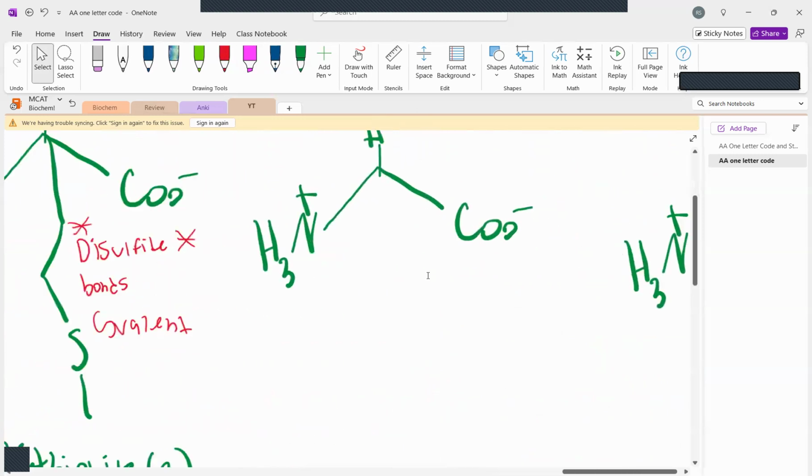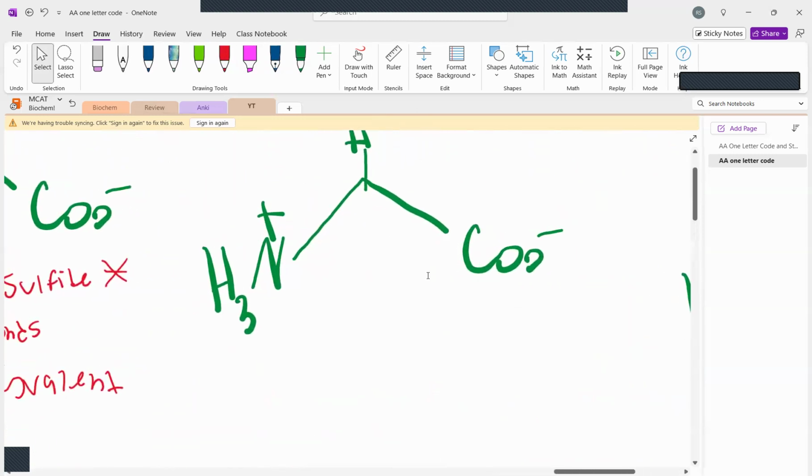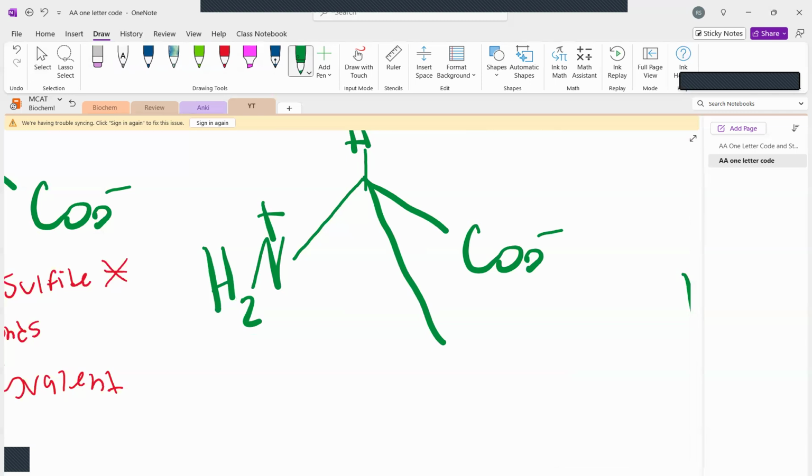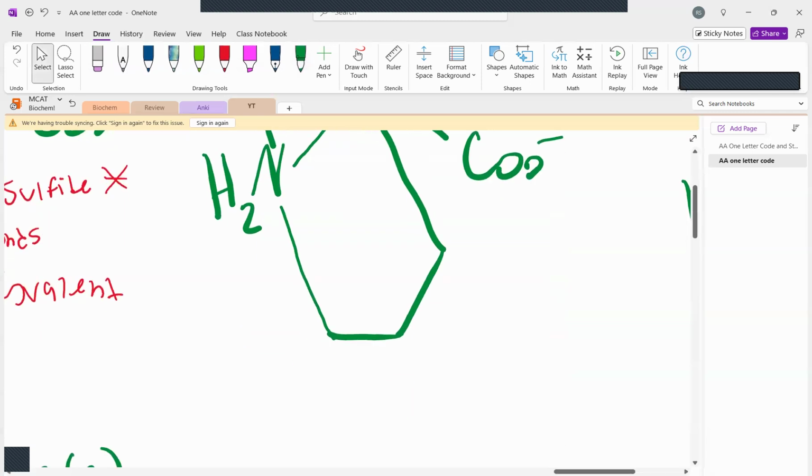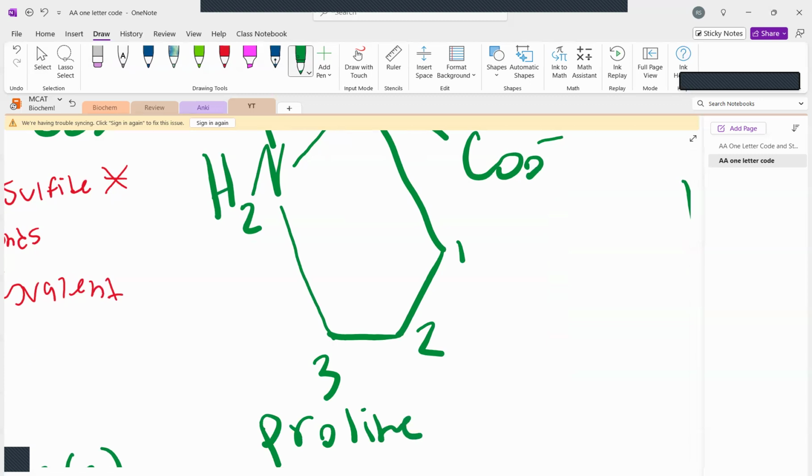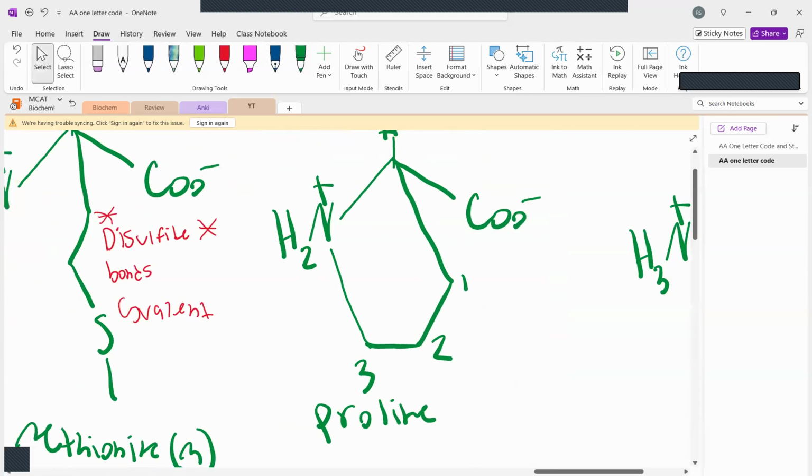And then we're almost done with the hydrophobic ones that aren't aromatic. I forgot to say here, this is proline. Proline is a really interesting amino acid because it forms a ring structure with the nitrogen of the amino group. So it's one, two, three, and you don't really need to know the amino acid structures super well, unless you're in biochem, which is always a fun class.